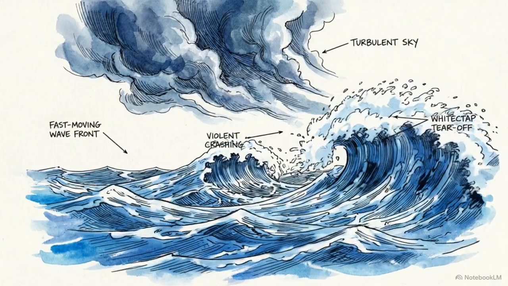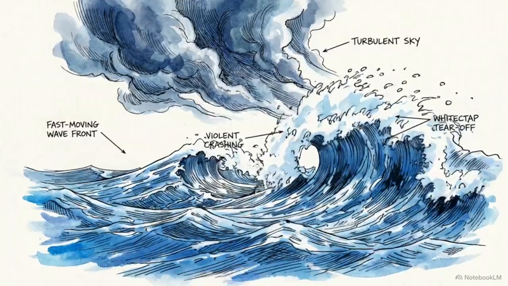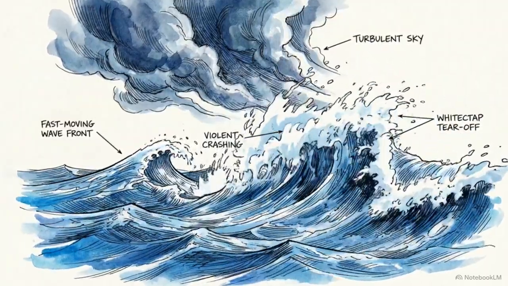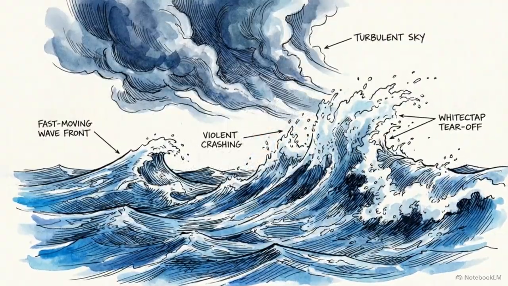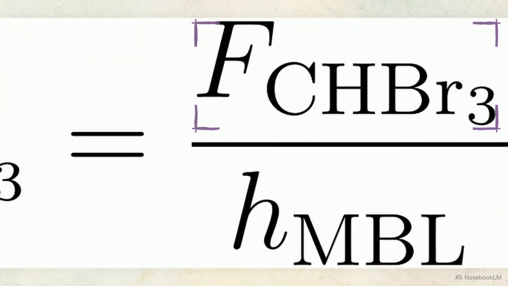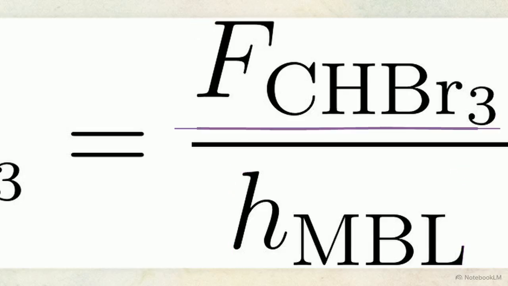That local surge originates at the surface of the ocean. The marine boundary layer contains a massive reservoir of biologically produced halocarbons, most notably bromoform. This equation defines the atmospheric source rate of bromoform outgassing. The rate depends entirely on the sea-to-air flux pushing the gas upward and the effective mixing height trapping it. This upward flux is controlled by temperature-dependent solubility and wind-driven gas transfer.